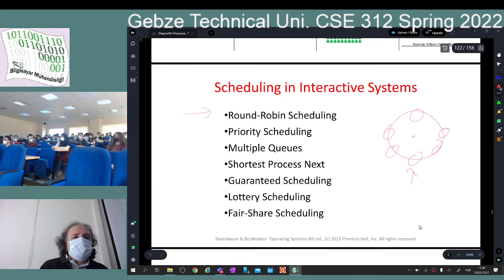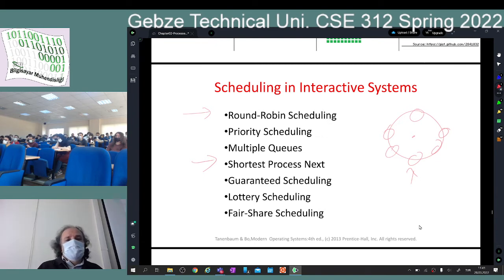Or we have priority scheduling, multiple queues, shortest process next. This will be similar to shortest job next scheduling of the batch systems. But with the batch systems, I know how long it's going to take. That's why I know the shortest one. For the interactive systems, when you load both Word and Excel, do you know which one is going to terminate first? We don't, right? So that's going to be an even tougher problem.